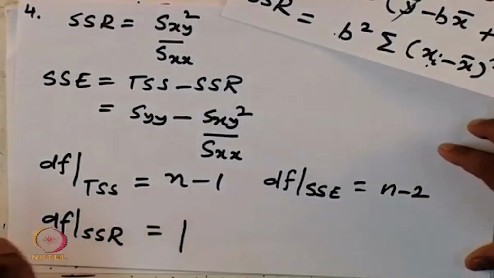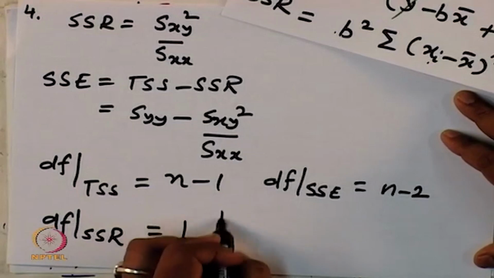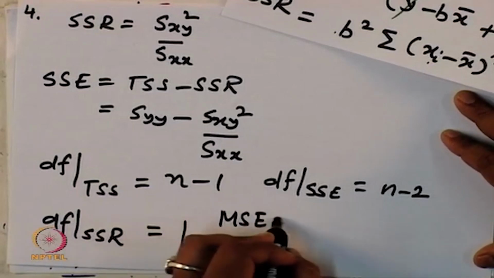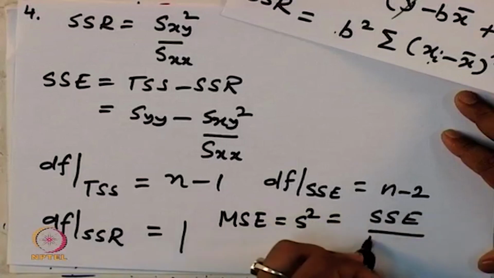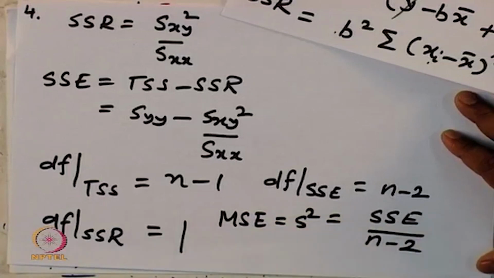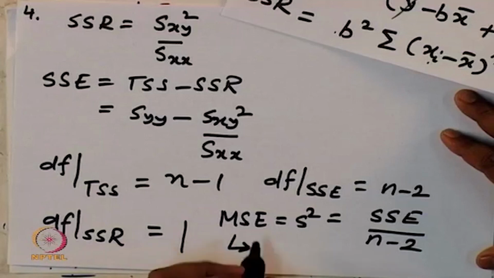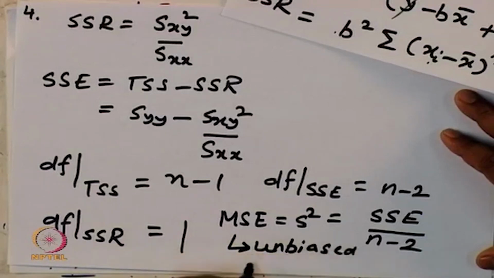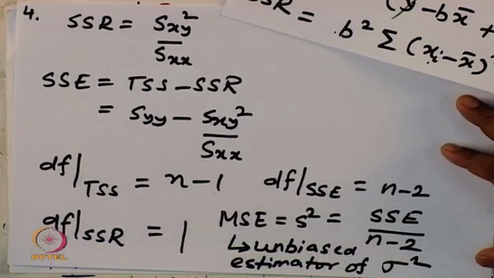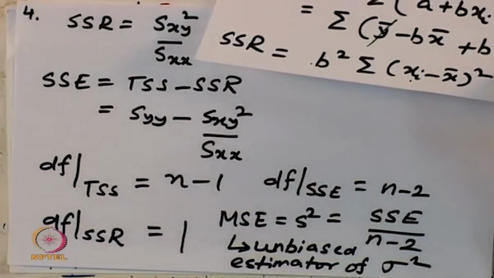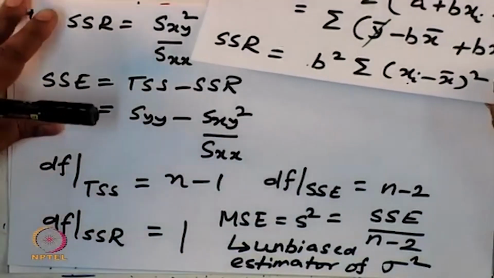Okay. And I can find out MSE, which is equal to s square, defined by SSE by n minus 2. Okay. So, this is the unbiased estimator of sigma square. So, this is the unbiased estimator of sigma square.